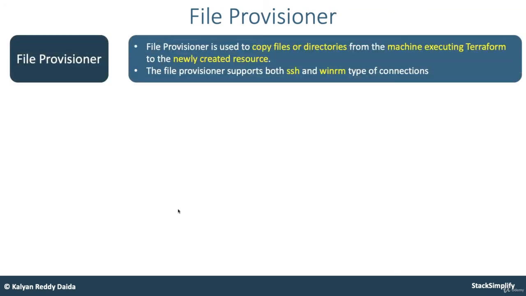Let's start with the file provisioner. The file provisioner is used to copy files or directories from the machine executing Terraform to the newly created resource, which might be an EC2 instance or whatever it is. The file provisioner supports both SSH and WinRM type of connections.